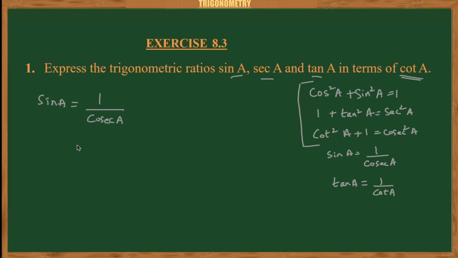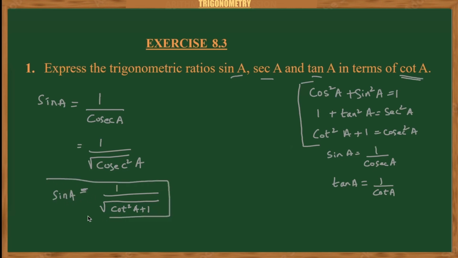By squaring both sides. So this can be represented as root of cosecant square A. Square gets cancelled, it remains the same, so it is cosecant A. Now how can we represent it here? By replacing root of cosecant square with this formula, cot square A plus 1, our sin A can be represented in this form of cot. Is this clear, students?